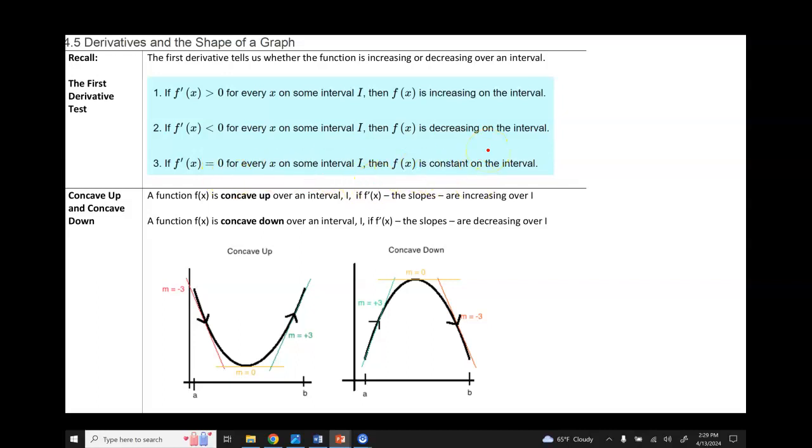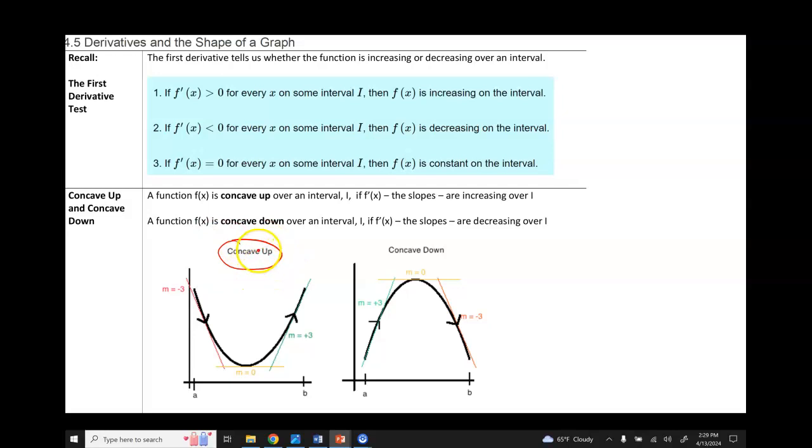Now, in this section, we are going to talk about concave up and concave down. So first, let's talk about the formal definition, and then we'll determine how to tell if something is concave up or concave down just by looking at the shape of it. So a function is concave up over an interval if the first derivative, which is the slopes, are increasing. Okay, let's take a look at this first graph that's concave up.